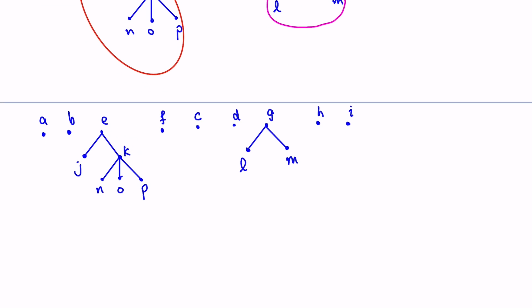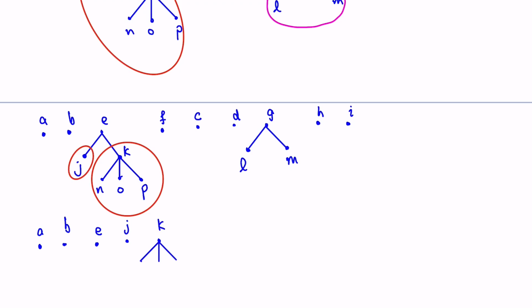Now for this subtree, you're going to visit the root E first. So here you have A, B, then E. Then you're going to visit the subtree J under E and the subtree K under E. So here you have J and then K. There are going to be three edges coming out of K: N, O, and P. And here is F, here is C, here is D.